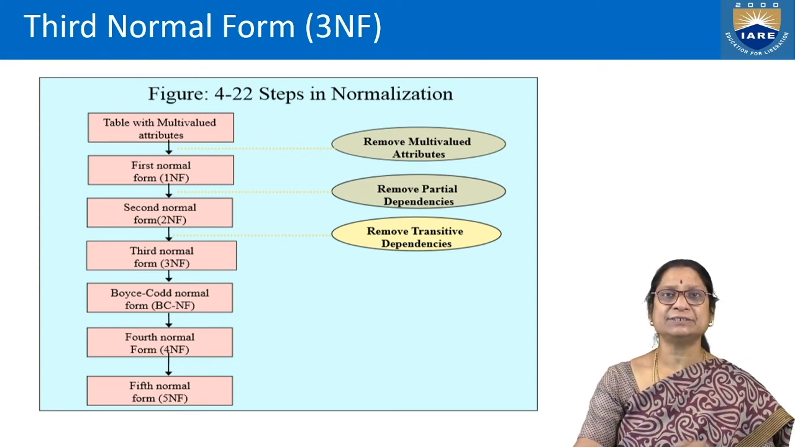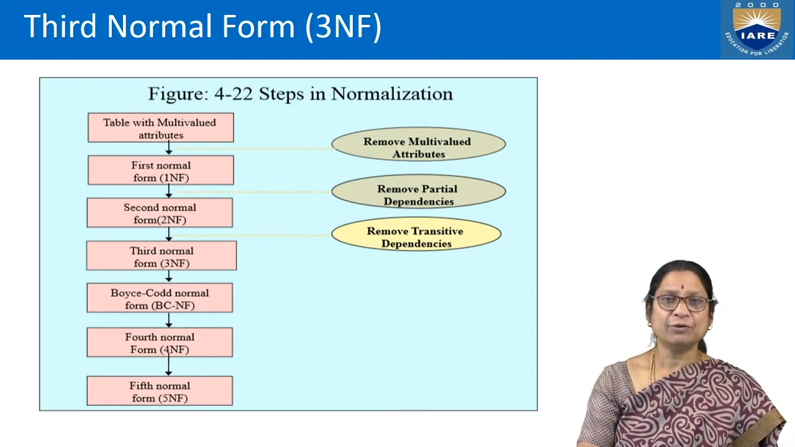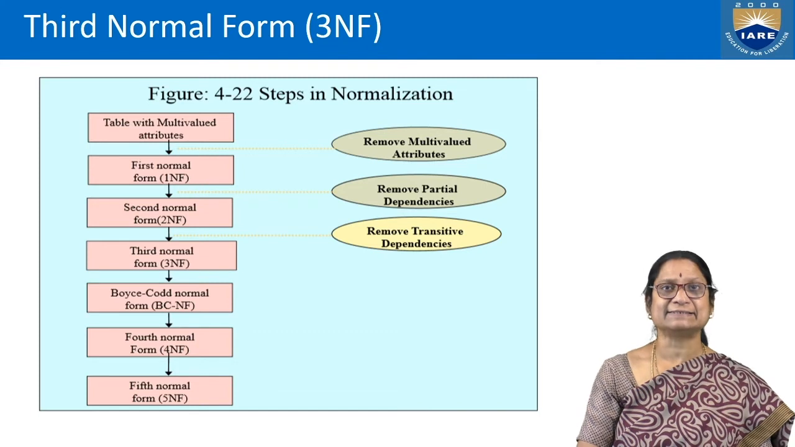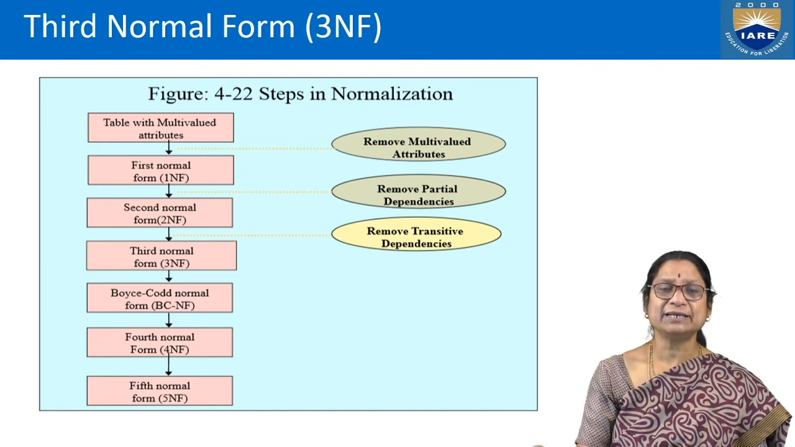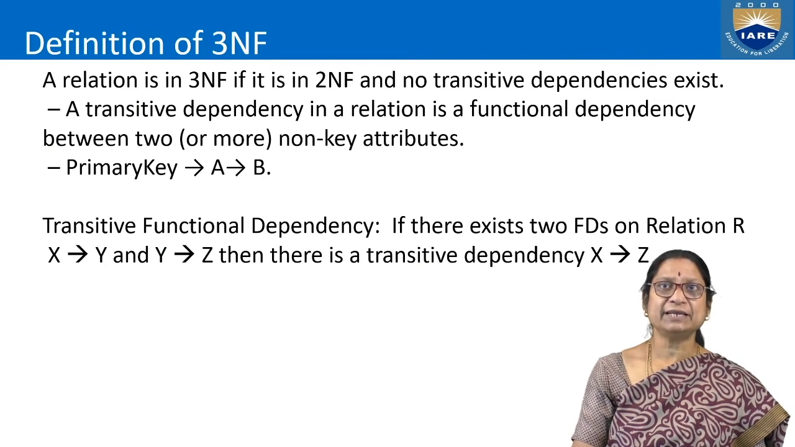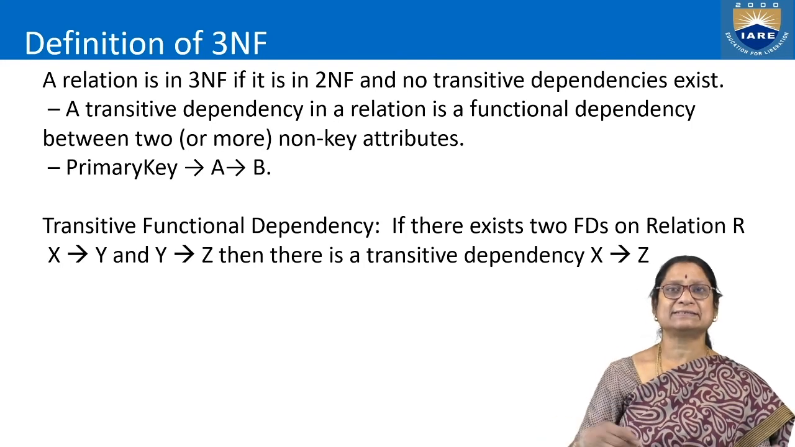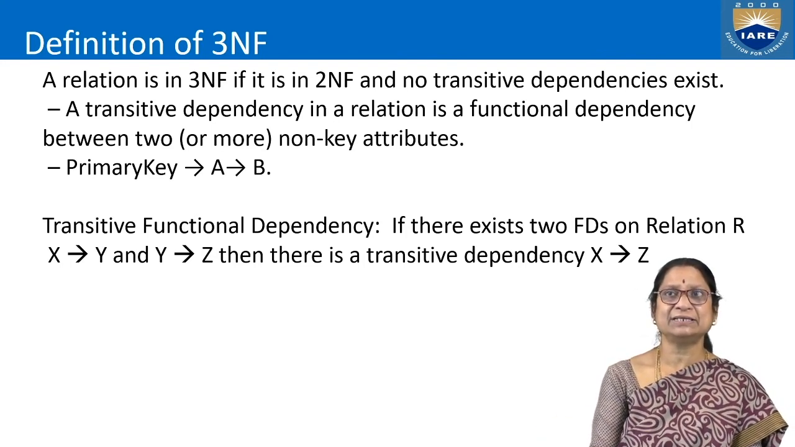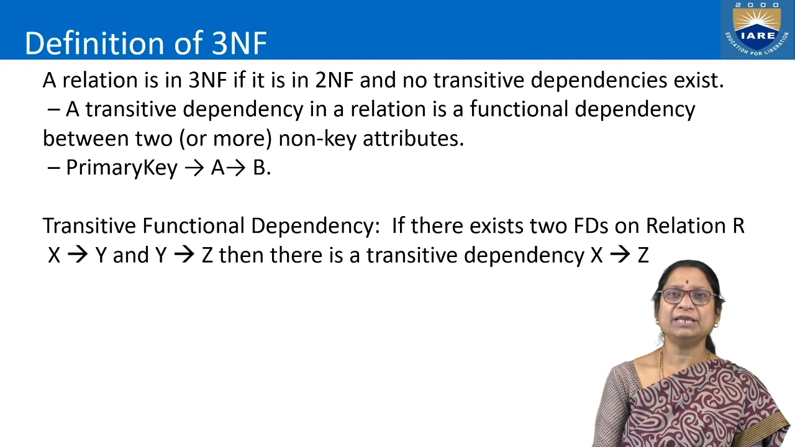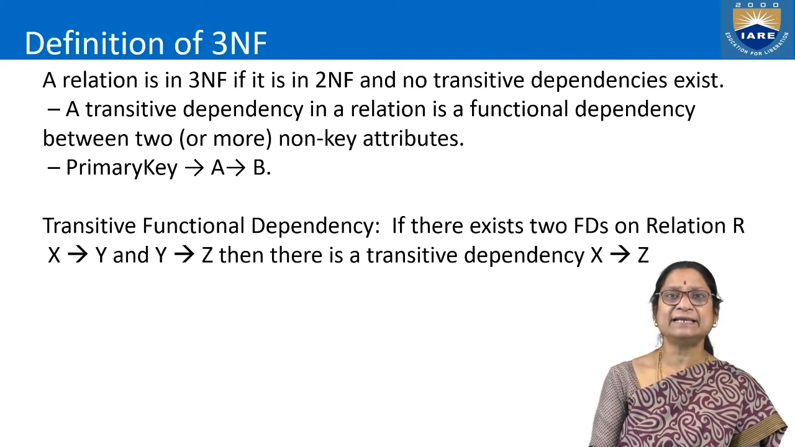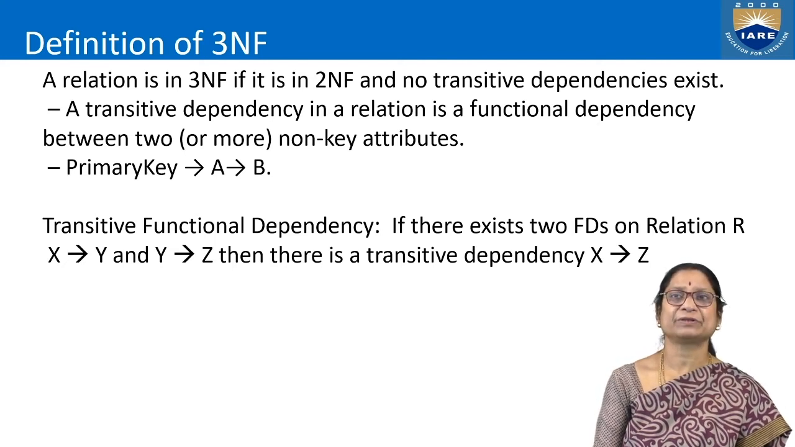How to convert a relation schema into 3NF? We have to remove transitive dependencies if any exist, so that the relation schemas will be in 3NF. So what is the definition? A relation is in 3NF if it is in 2NF and no transitive dependencies exist. A transitive dependency in a relation is a functional dependency between two or more non-key attributes. Remember, if any FD exists such that both left-hand side and right-hand side are non-key attributes, then there is a possibility of transitive dependency.